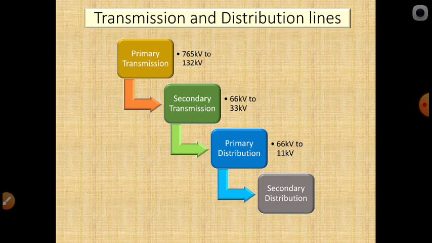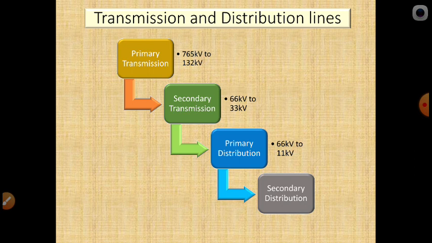So here 66 kV to 11 kV is known as primary distribution, so we distribute to the consumer here. After that, we have the primary substation. From here we step down 33 kV to 11 kV using the power transformer and give it to lines using PSC poles, rail poles and different types of structures. That is known as primary distribution lines.